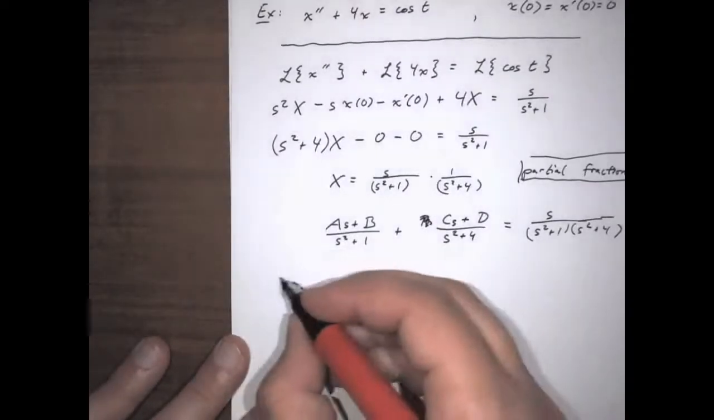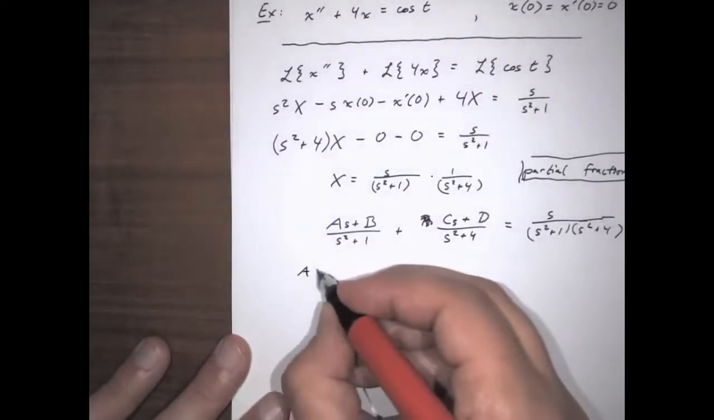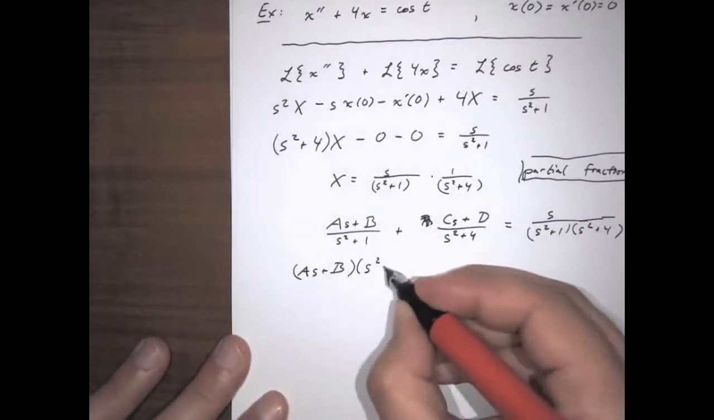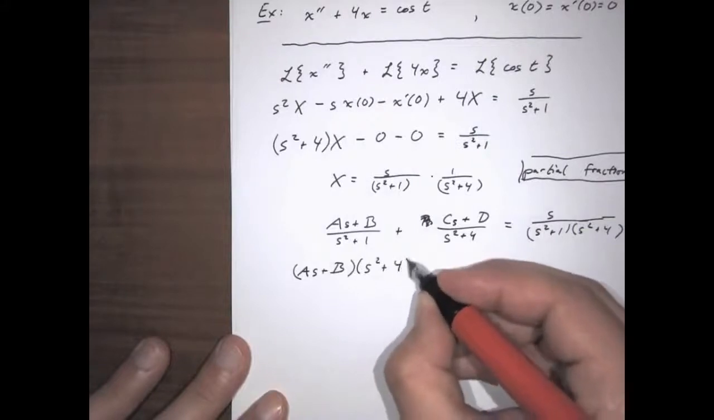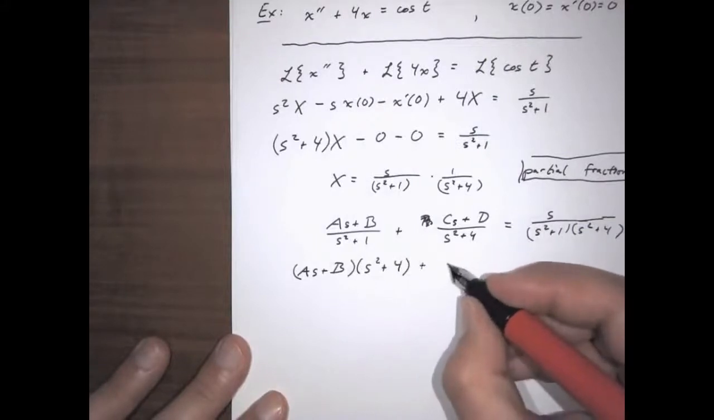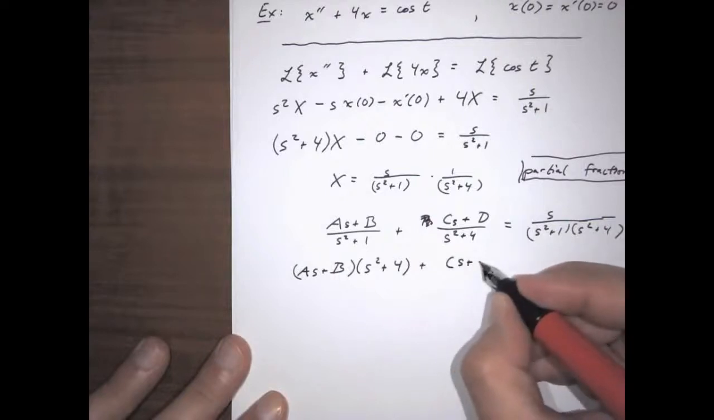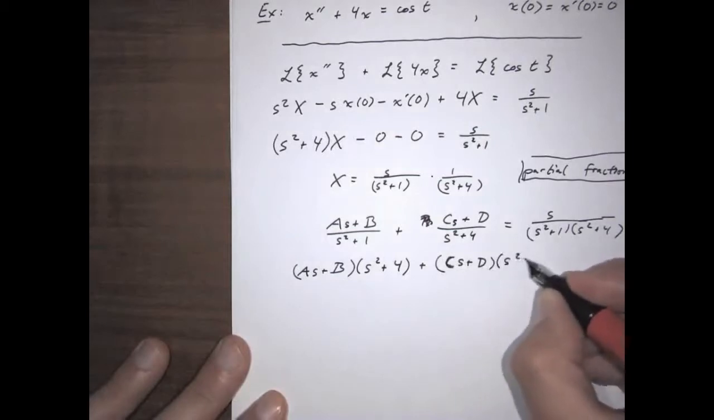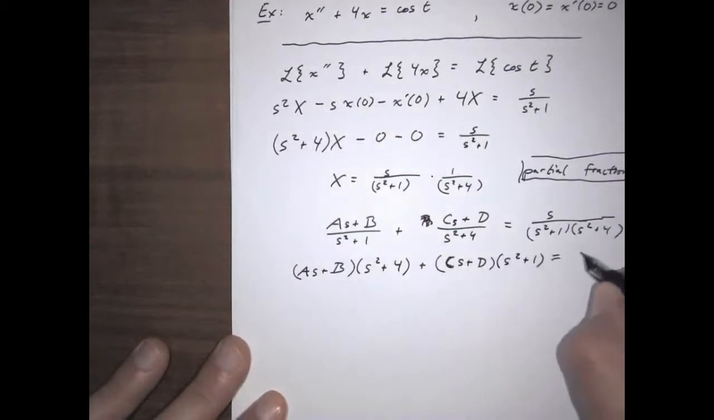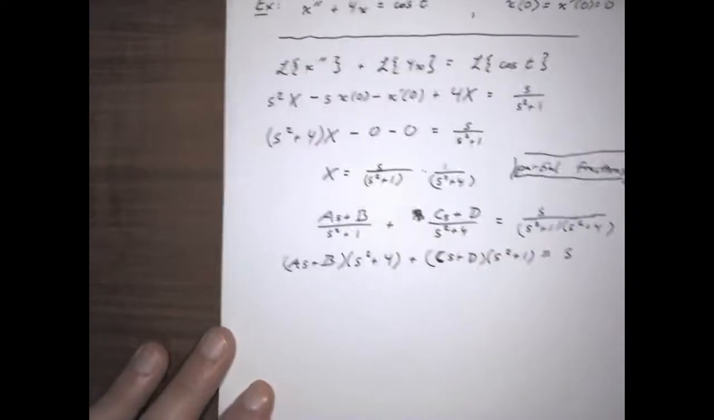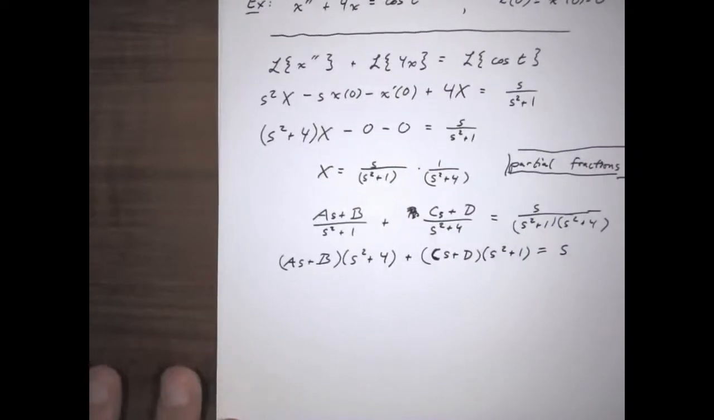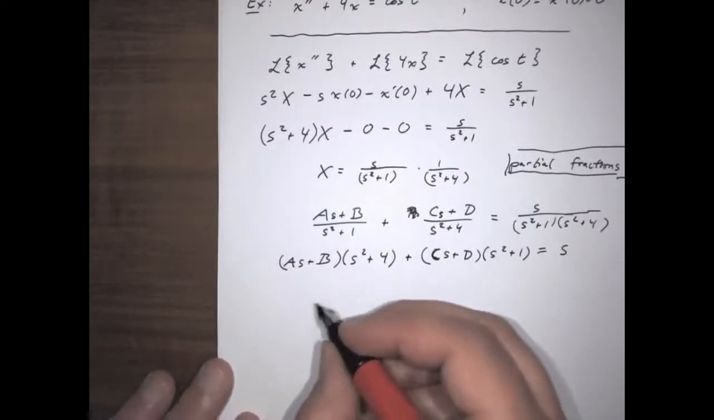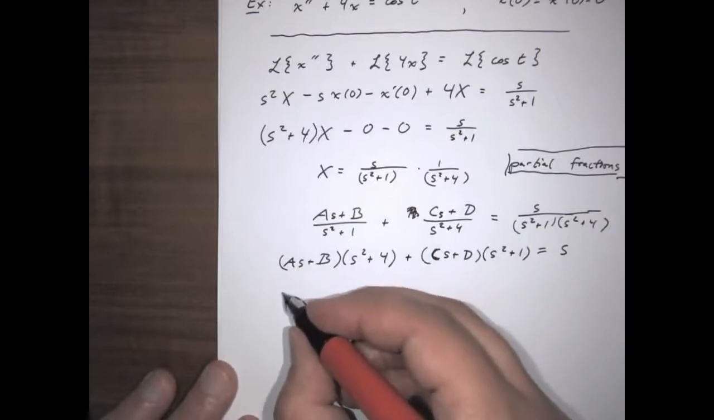So then I multiply everything by the common denominator, and that's going to be as plus b times s squared plus 4 plus cs plus d times s squared plus 1 is equal to s. Now notice that there is no even term over here, so that means all the even terms are going to have to cancel out.